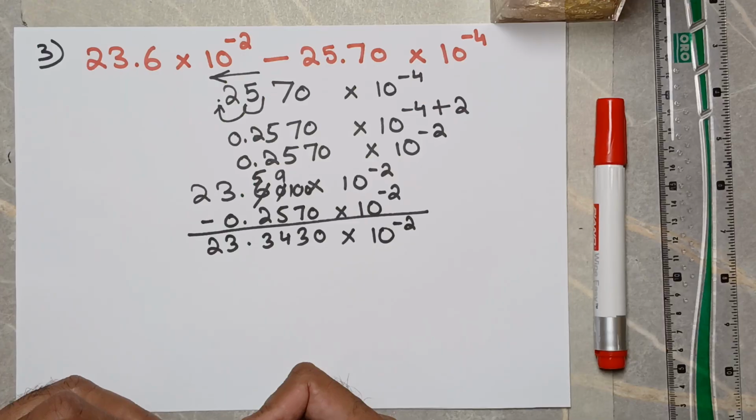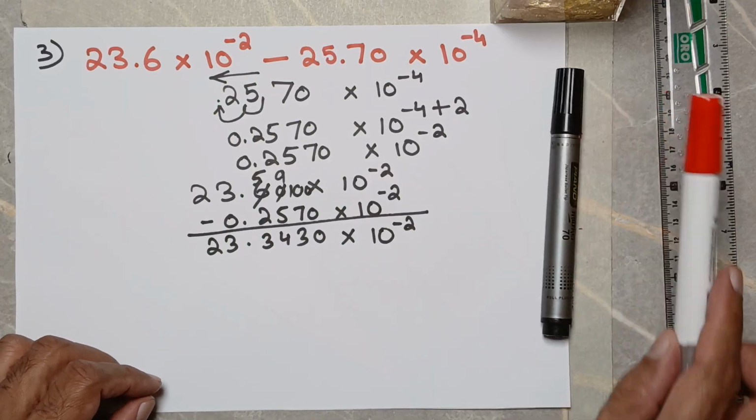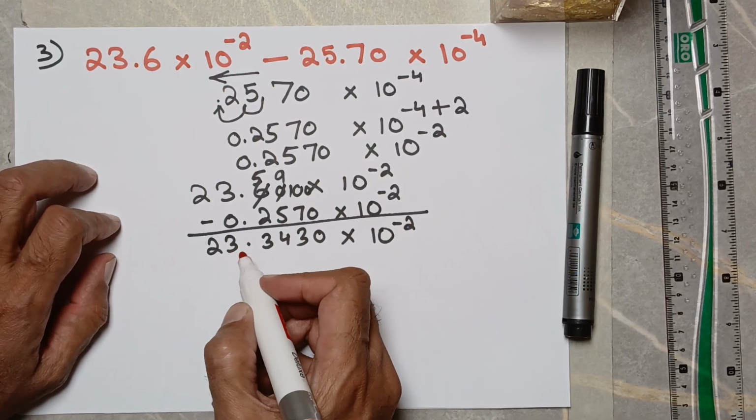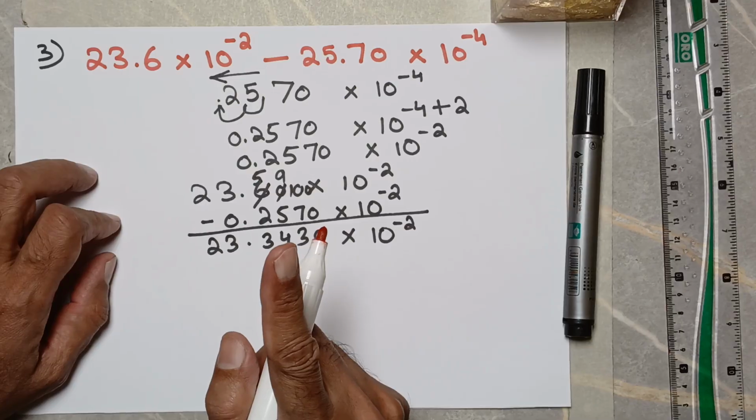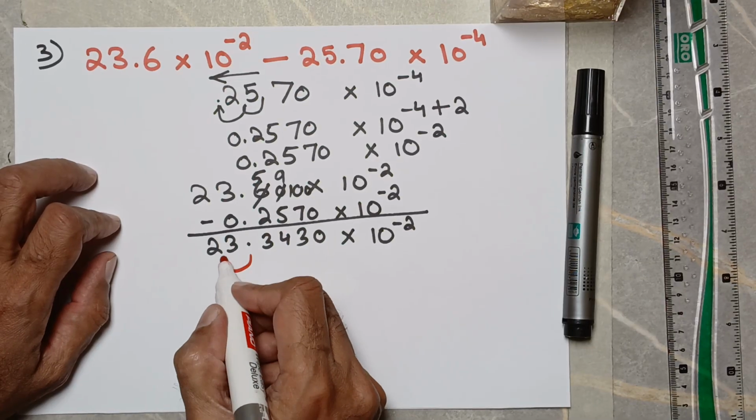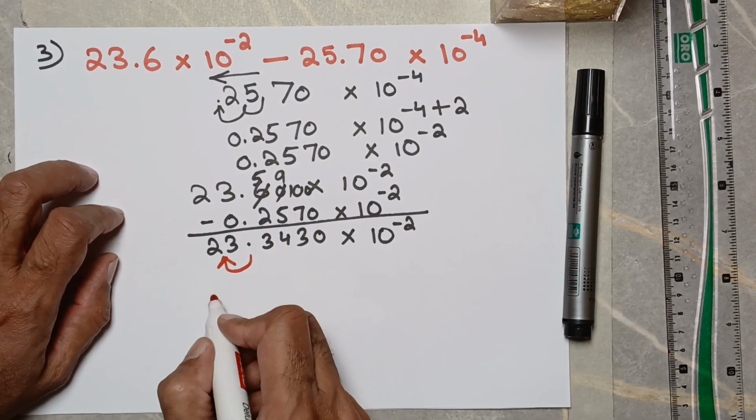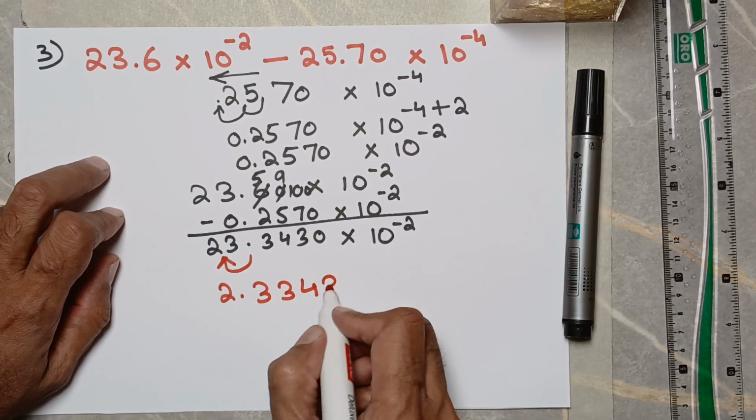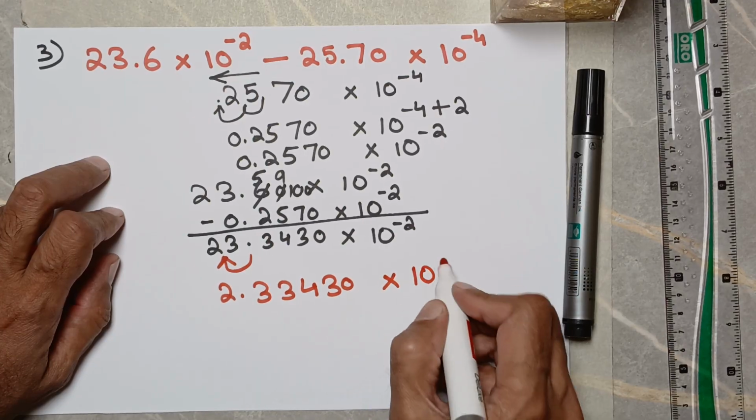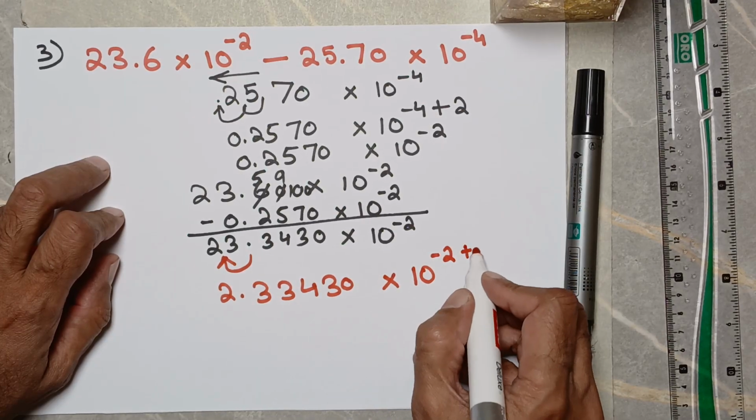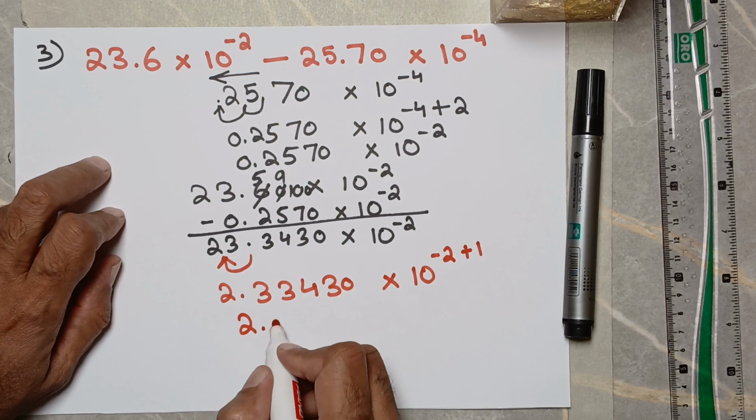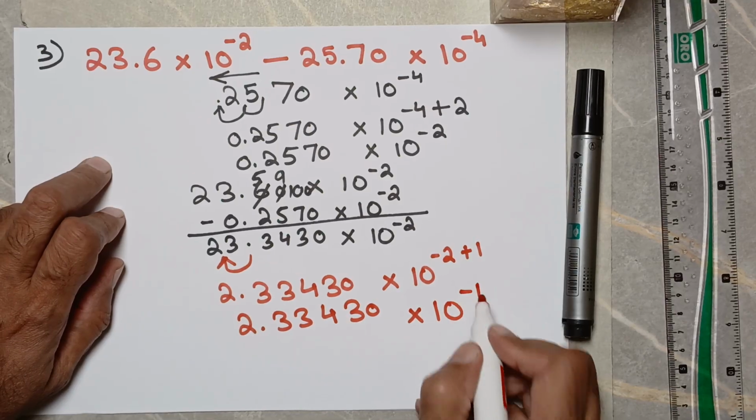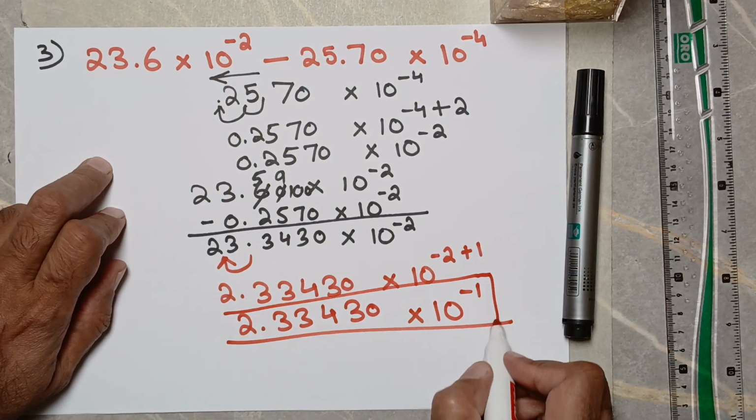This is our answer. Do you think so? Can you tell me? So here it is 23 point. Okay. What we have to do, we have to make it to one significant figure. So we will shift this decimal one place towards the left. So it will become 2.33430 times 10 raised to the power minus 2 plus 1 over here. And finally it will be written as 2.33430 times 10 raised to the power minus 1. This is our final answer.